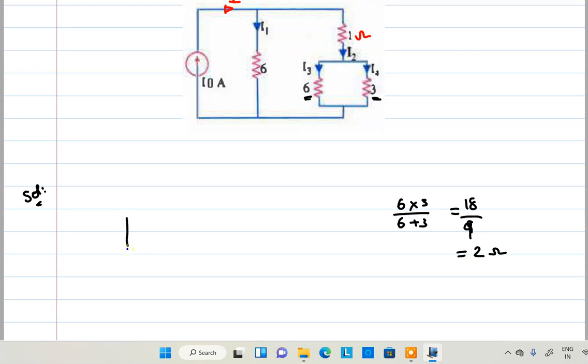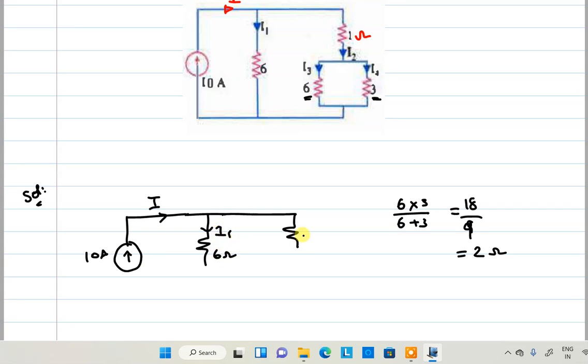So I will make the 10 amperes current here I. This is I1, that is a 6 ohm, this is a 1 ohm, and this 6 and 3 is replaced by 2 ohm, right? Still now it is okay, right? So this current is I2. Now 2 and 1 are connected in series, right? That means what is the resultant resistance? 3 ohms.